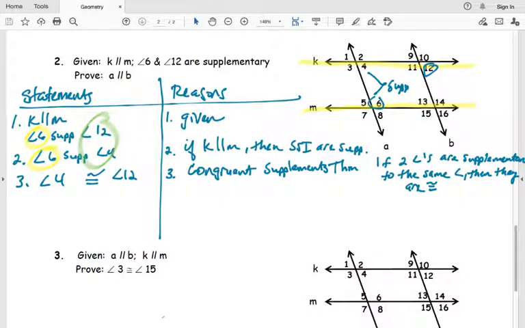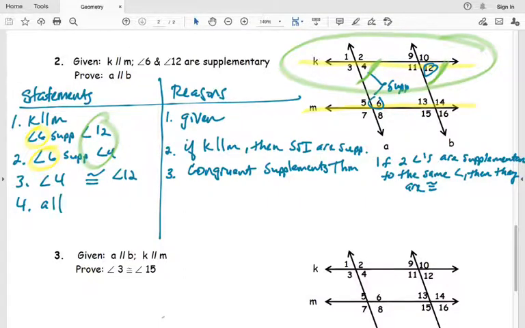All right, so let's look and see what that means for me. I know that angle 4 right here is congruent to angle 12. And in this relationship right here, those are corresponding angles. If we know corresponding angles are congruent, then we know those lines are going to be parallel. So my next step is that I can say A is parallel to B, and that's using the converse of the corresponding angle theorem. Basically, what that means is if you show corresponding angles are congruent, then you know the lines are parallel. All right, let's do another one.